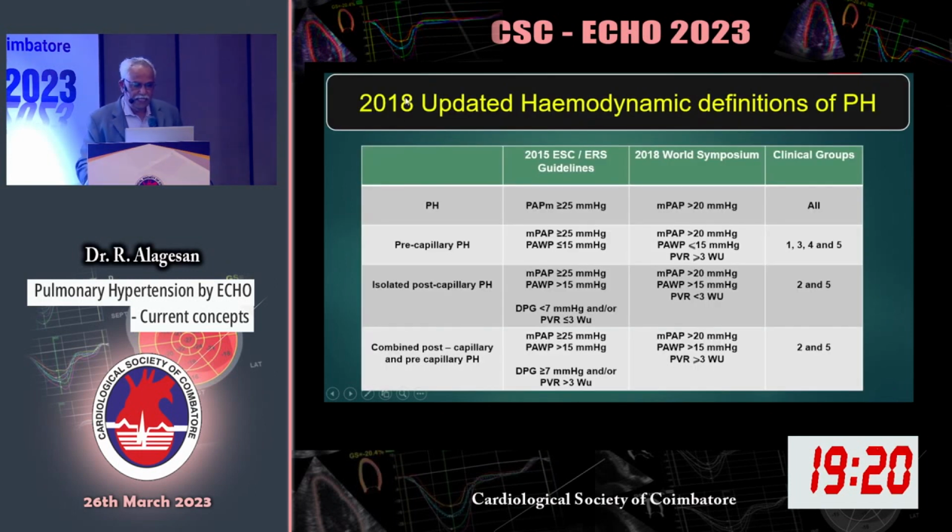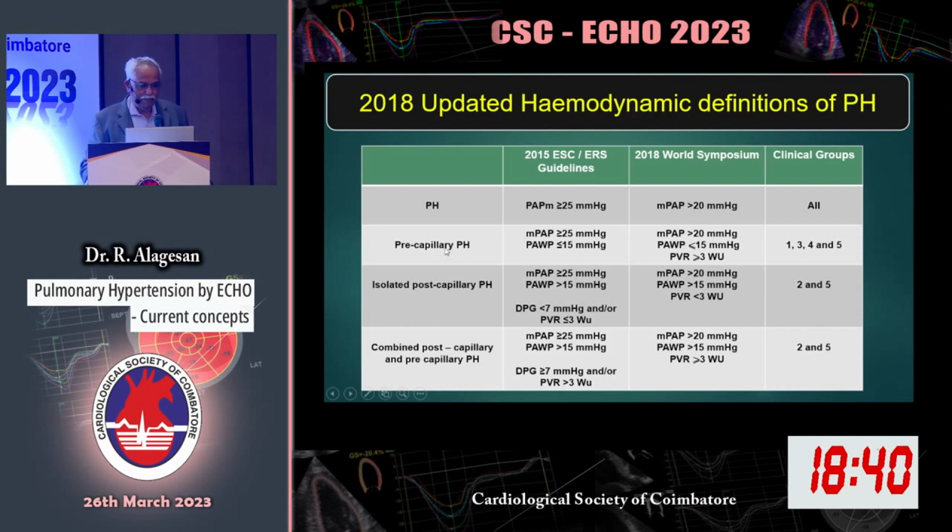So according to the 2018 updated guidelines for pulmonary hypertension, the conference was held at NICE in 2018, and the guidelines were changed. Instead of the cutoff of 25 millimeters of mercury, the cutoff is about 20 millimeters of mercury. Any mean pulmonary artery pressure more than 20 millimeters of mercury is pulmonary hypertension. It can be either pulmonary arterial hypertension or pulmonary venous hypertension resulting in pulmonary arterial hypertension. So in all the groups, if the mean pulmonary artery pressure is more than 20, it is called pulmonary hypertension.